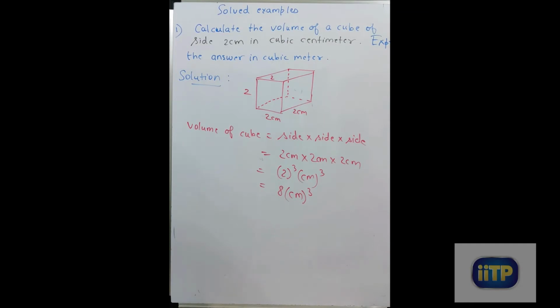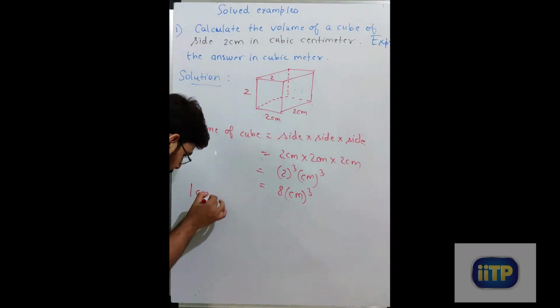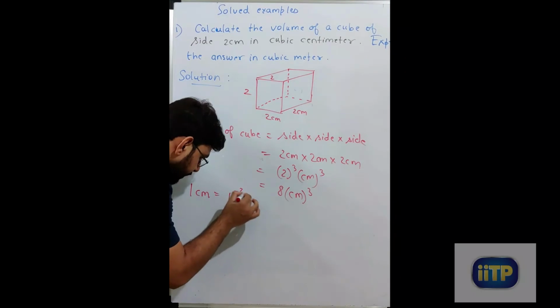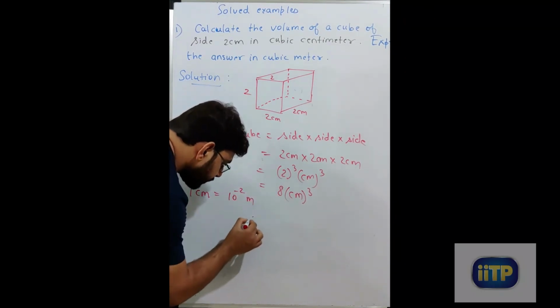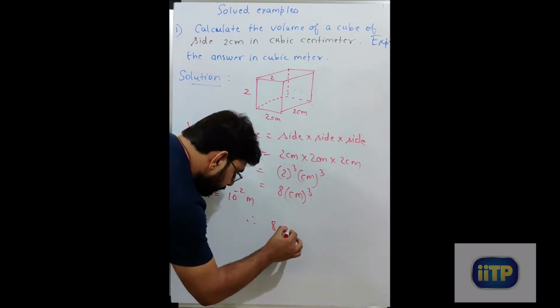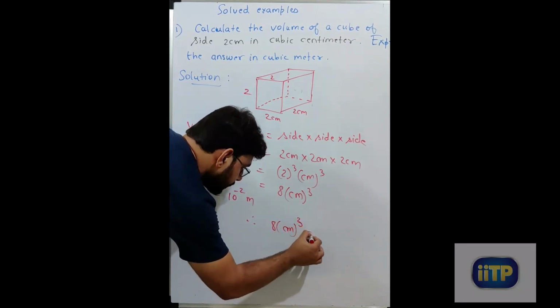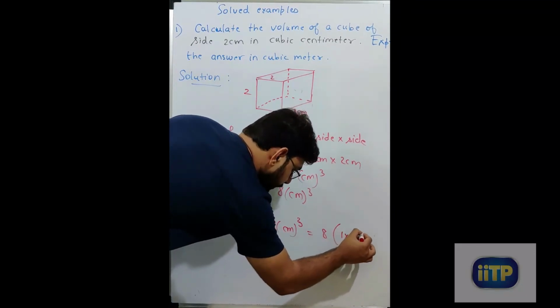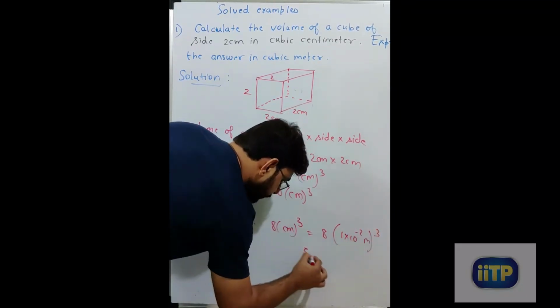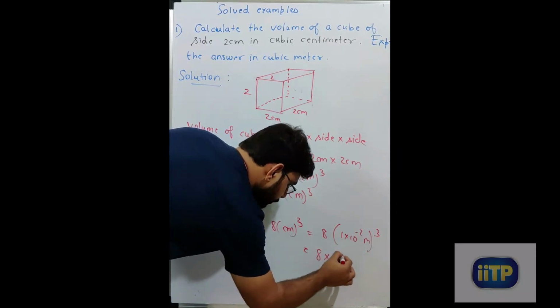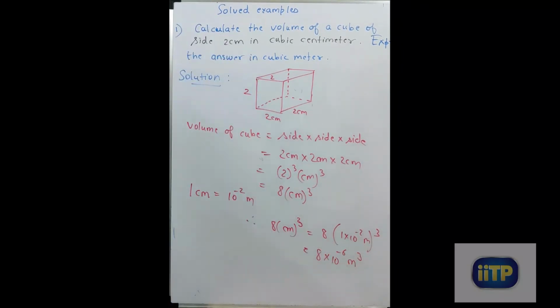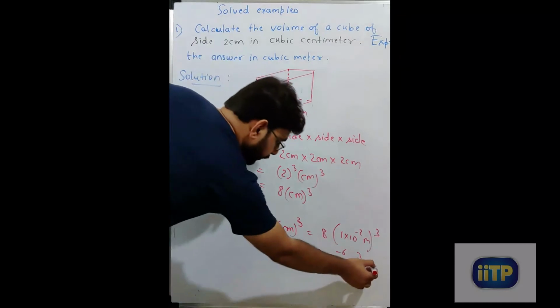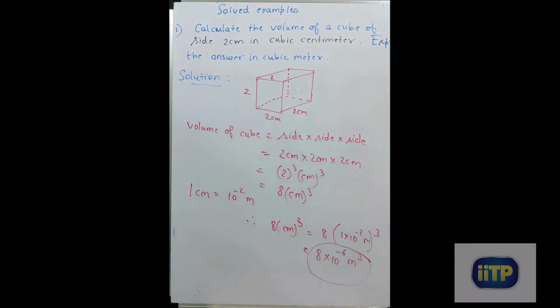Right? Now what is centimeter? 1 centimeter means 10 raised to minus 2 meter. So therefore 8 centimeter cube is nothing but 8 into (1 into 10 raised to minus 2 meter) whole bracket cube. This is equal to 8 into 10 raised to minus 6 meter cube. So the final answer is 8 into 10 raised to minus 6 meter cube, because we have to express the answer in cubic meter.